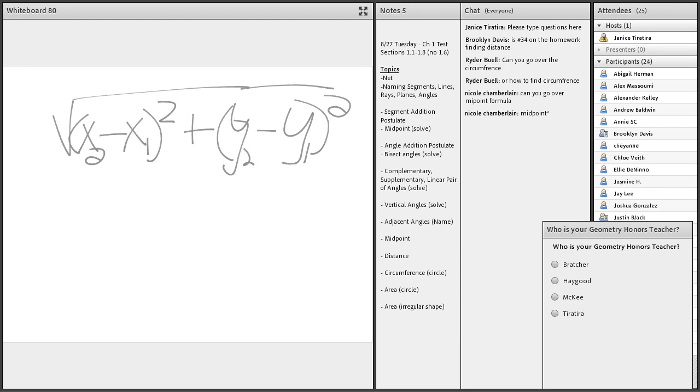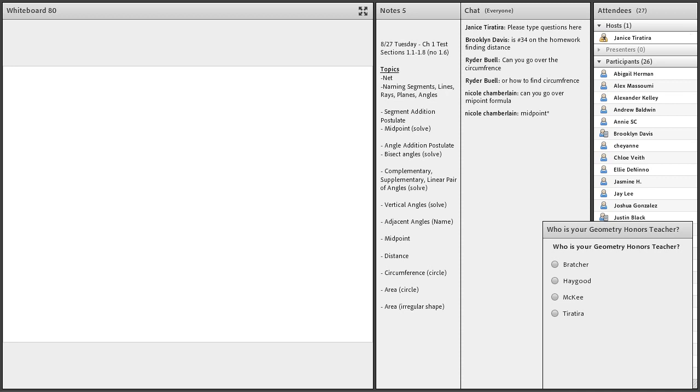Let's do circumference, then I'll do midpoint, yes. Okay, so circumference is C for circumference, 2 pi r. Or you can use pi d. So you really need to know what r is, the radius, 2 pi r.